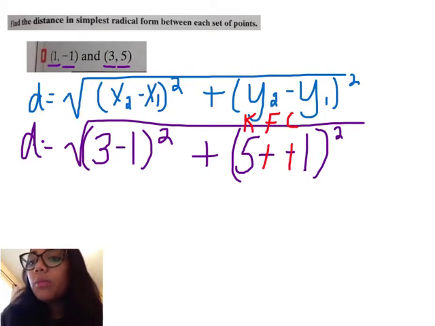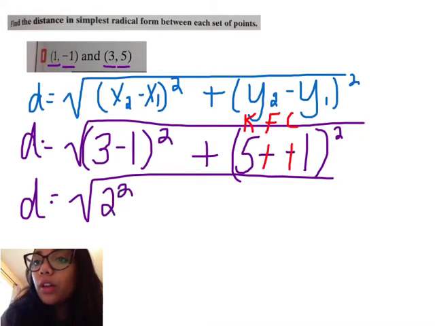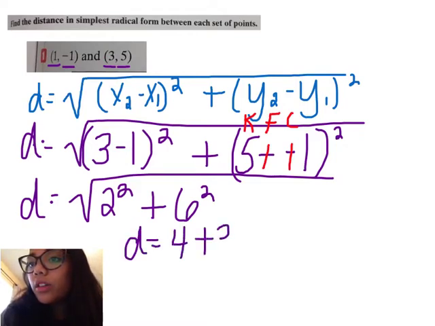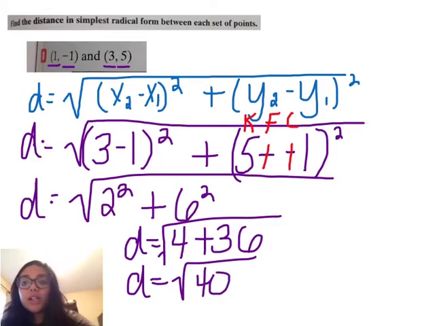So now I'm just going to simplify. D equals 3 minus 1 is 2 squared, plus 5 plus 1 is 6 squared. So then I have D equals the square root of 4 plus 36, which equals the square root of 40. But I'm not done simplifying.